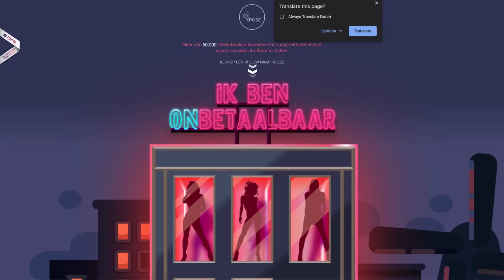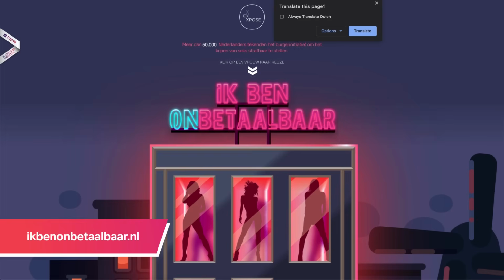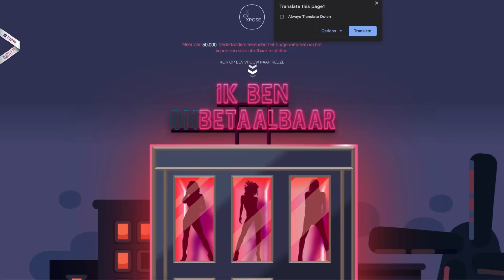The next site that we'll be looking at, this time in Dutch, is a one-page website for Expose, a non-profit organization dedicated to fighting human trafficking and exposing the hard truth behind the prostitution industry in the Netherlands. This here is part of a campaign to criminalize the purchase of sexual services, which to date has collected the signatures of more than 50,000 supporters.